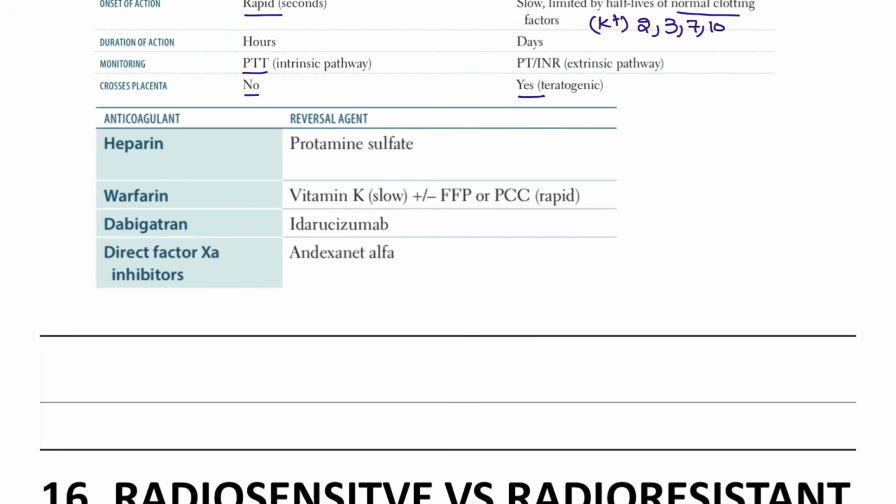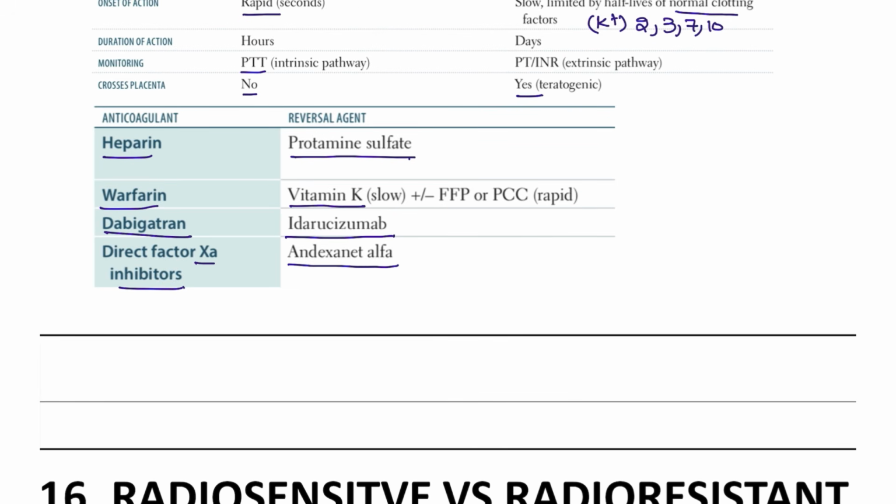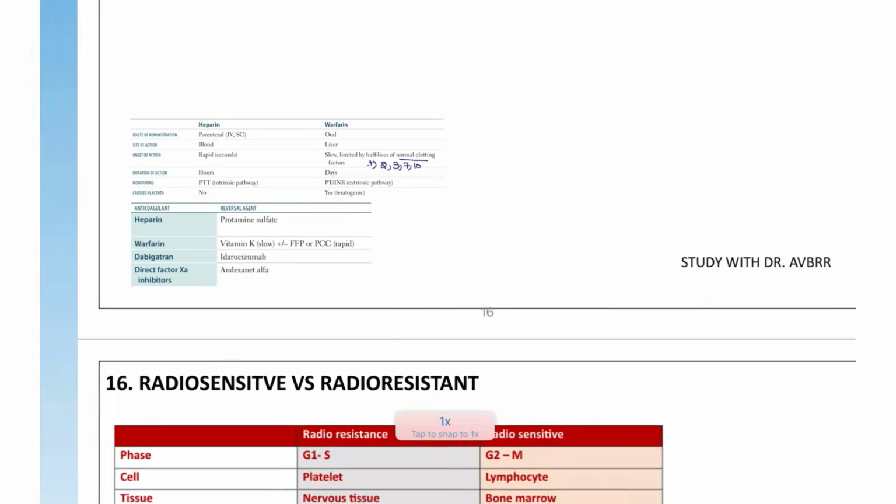How can we reverse them? For heparin, the reversal agent is protamine sulfate. For warfarin, it is vitamin K. For dabigatran, it is idarucizumab. And for the factor Xa inhibitors, andexanet alfa is given as the reversal agent for these patients.